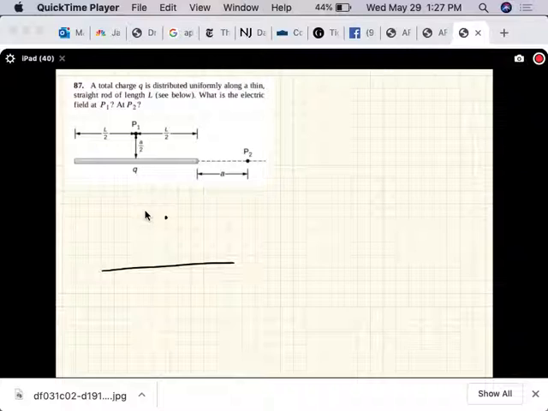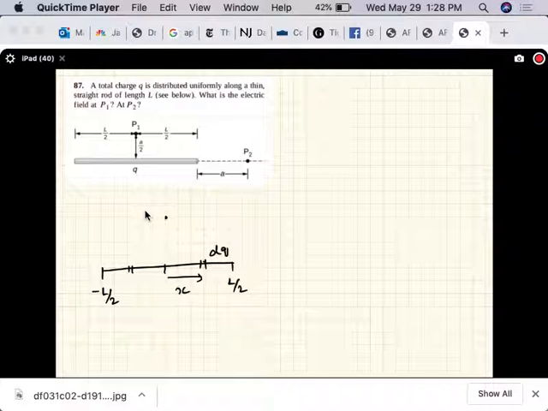Alright, so the problem is symmetric. What we'll do is, let's say this is 0, this is L by 2, this is minus L by 2. We'll find the electric field due to this piece. This piece is, let's say, distance x. This piece we'll call dq. This piece has an electric field like that. This piece has an electric field like that. You see the x components of the two electric fields will cancel and only the y components add up. Everybody understand that? Okay.